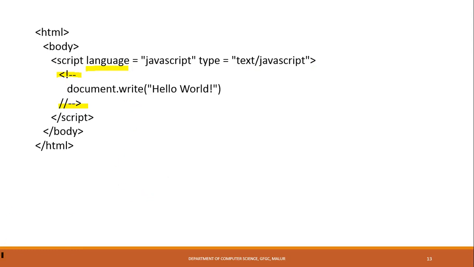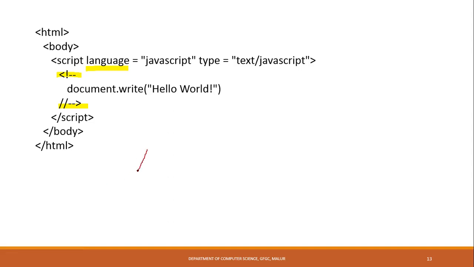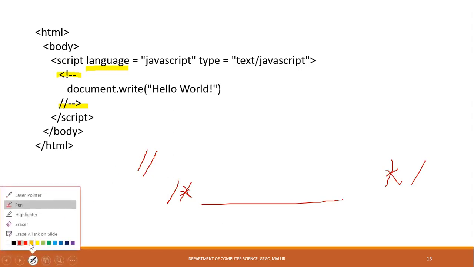I think every programming language has comment statements. In C and others, we write // correct? This is one method, or /* and then */, and in between we give the content like that. This acts as a comment for JavaScript.